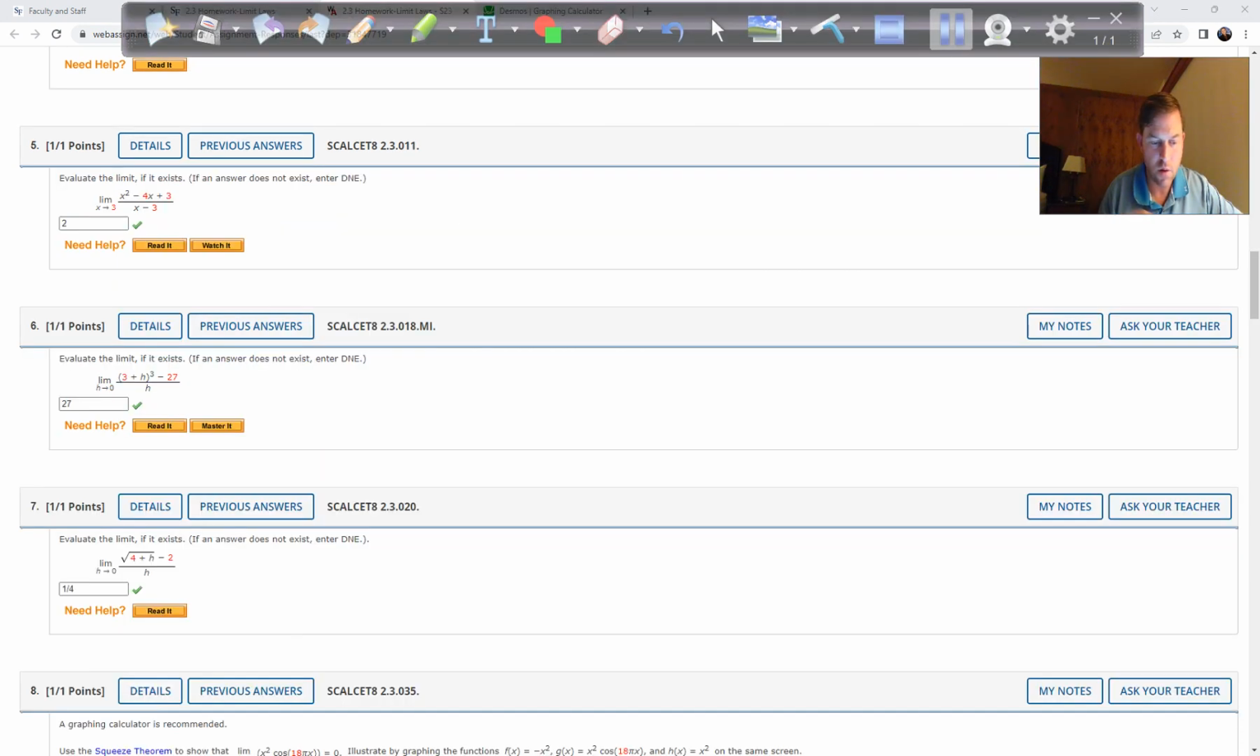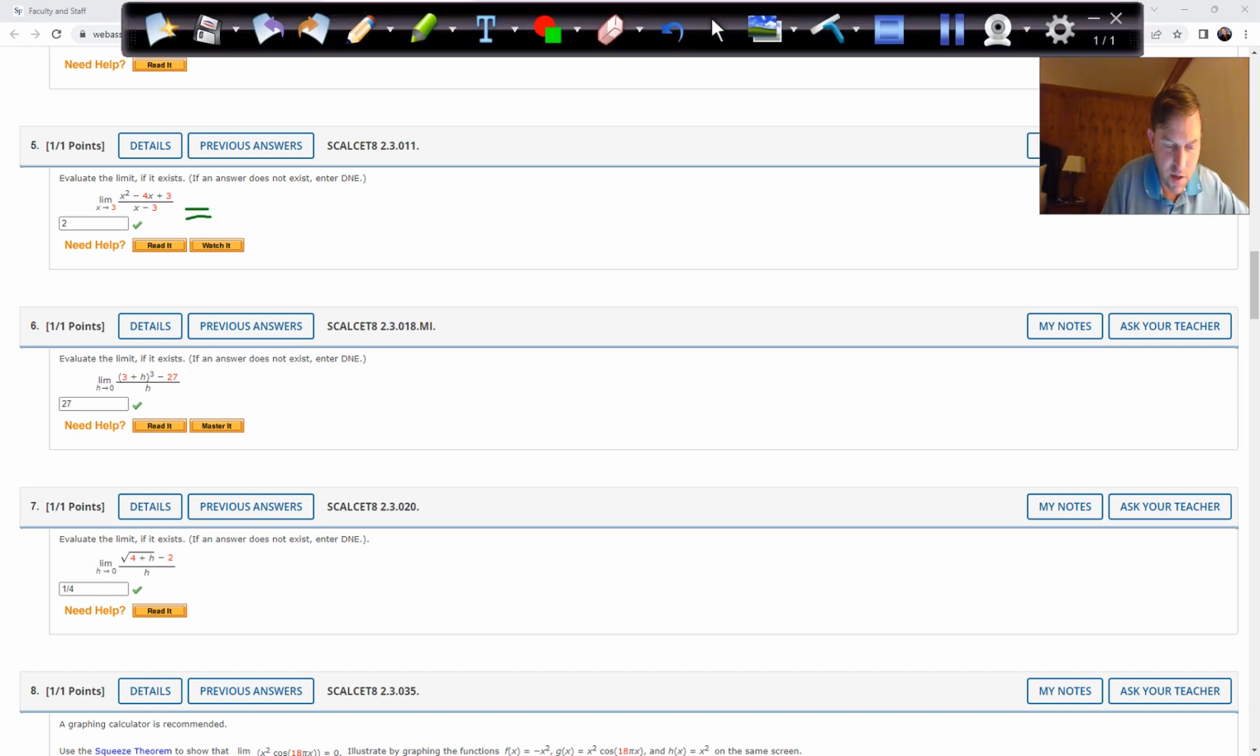Problem 4. Okay, for problems 5, 6, and 7, you're just going to plug in the x value they give you. For the most part, I can't plug in x equal 3 right away here because if I did, I'd get 0 in the denominator. But we already saw this one. No, we didn't quite see this one. Let's do this one. This one will simplify.